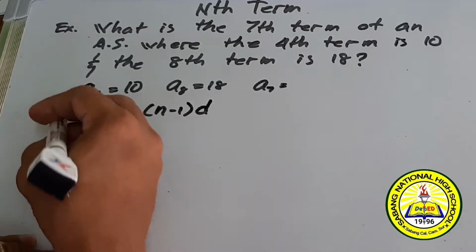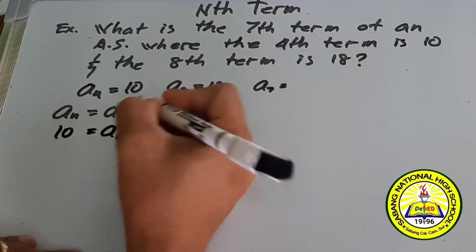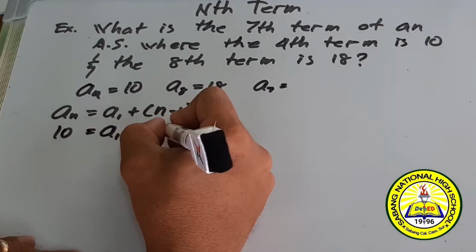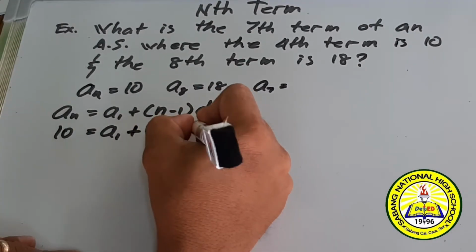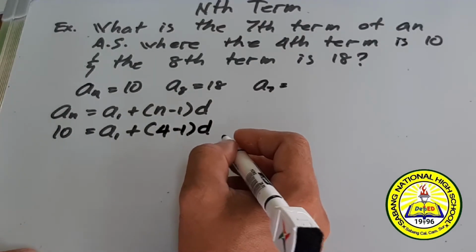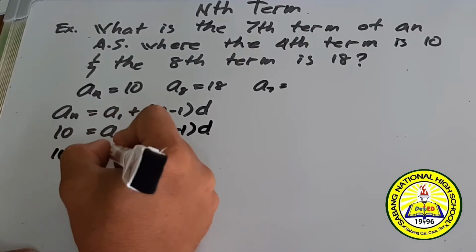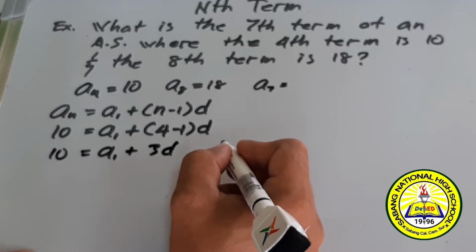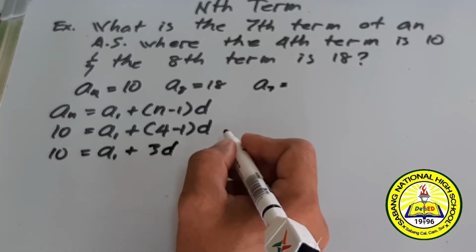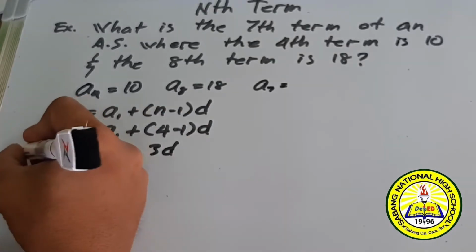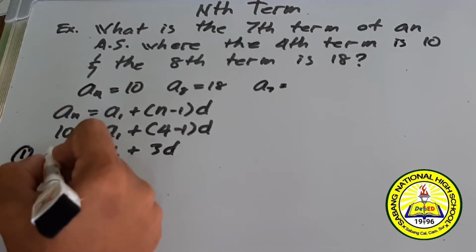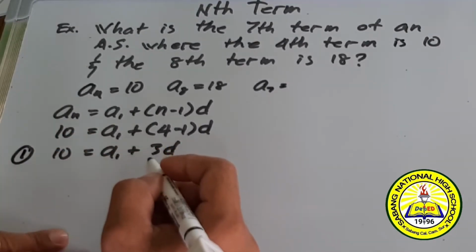Okay, we know that the fourth term is 10 and we don't know the first term. Since we are dealing with the fourth term, we change n with 4 minus 1 times the common difference. So we have 10 is equal to a sub 1 plus 3d. Okay, this is leaving us with two variables. To find the values of two variables, we are going to need another formula. Our first formula is 10 is equal to a sub 1 plus 3d.